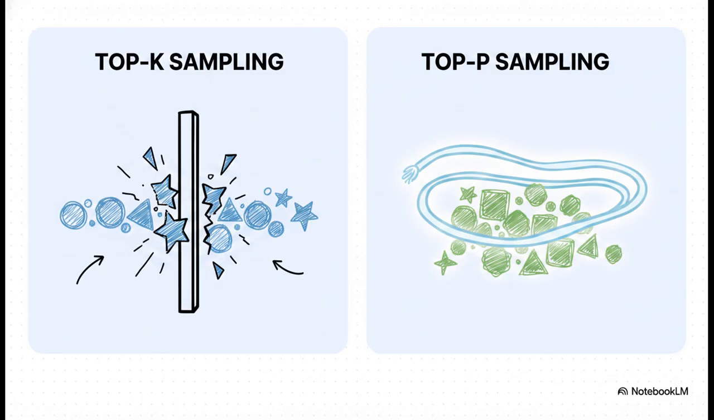So modern generation relies heavily on nucleus, or top P sampling. Instead of a fixed number, it dynamically captures a predefined probability mass, like 90%. If the model is super confident, that 90% might just be 2 tokens. If it's uncertain, that 90% pool dynamically expands to 100 tokens, perfectly balancing semantic coherence with linguistic variance.